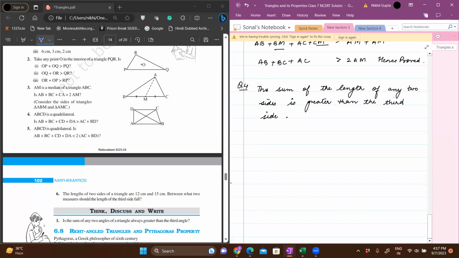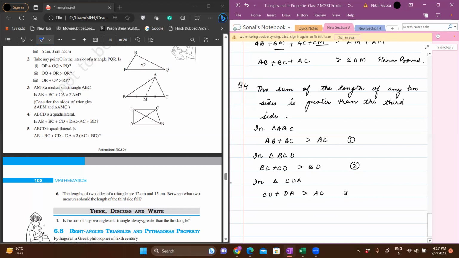Now we take a quadrilateral. First we are taking triangle ABC. So that we can say that AB plus BC is greater than AC. Keep it as 1. Now I take triangle BCD. BC plus CD is greater than BD. Keep it as 2. Now in triangle CDA, CD plus DA is greater than AC. Keep it as 3.